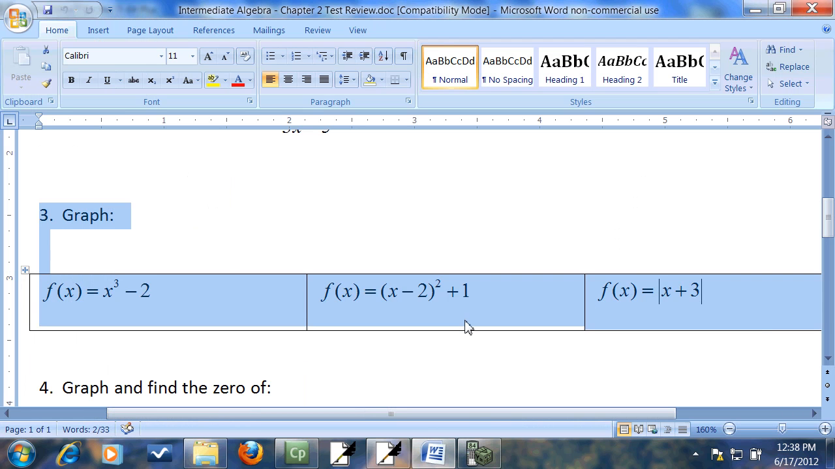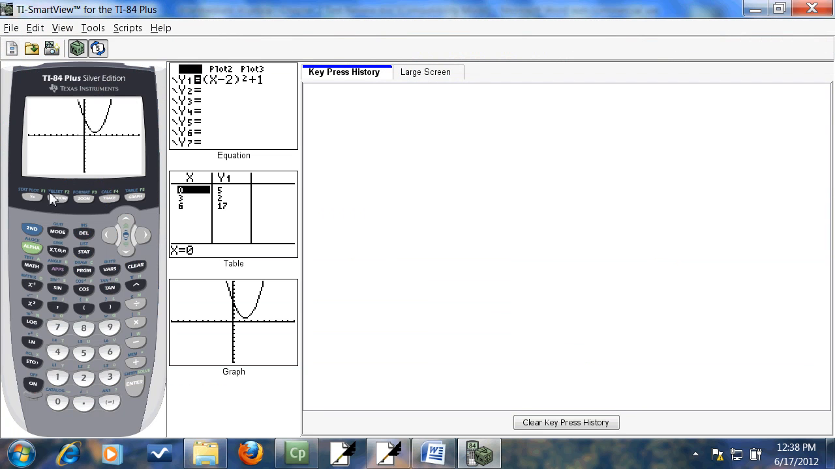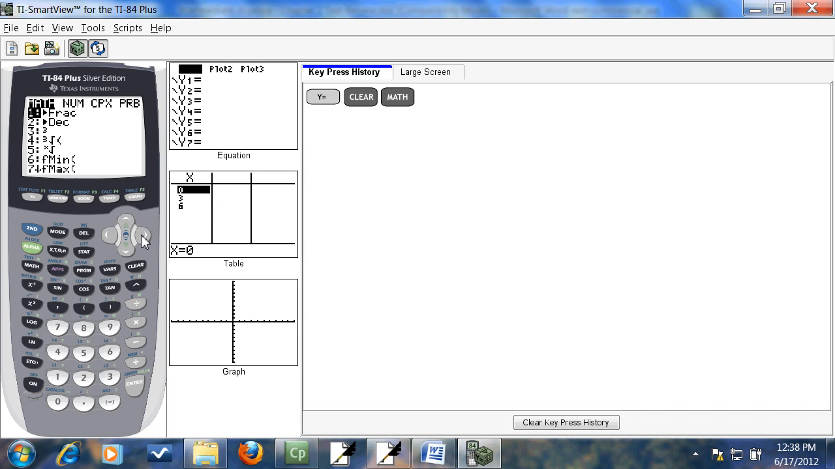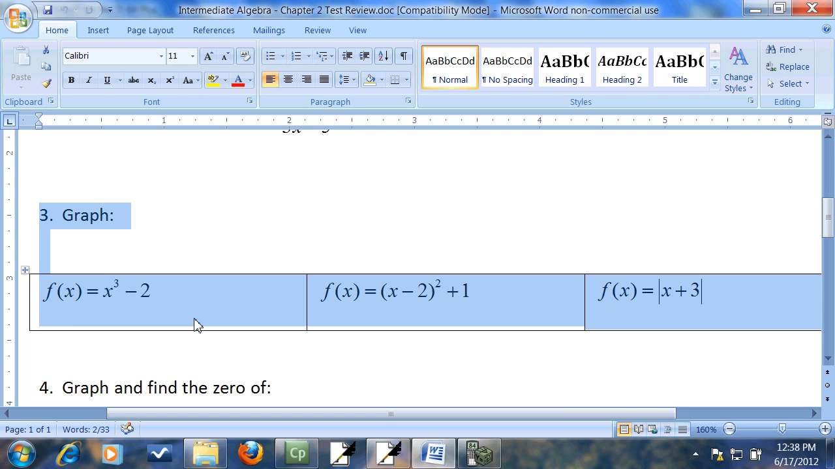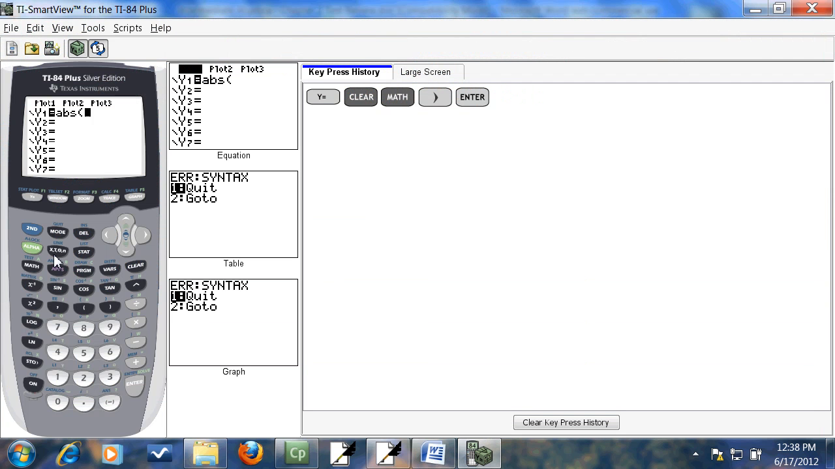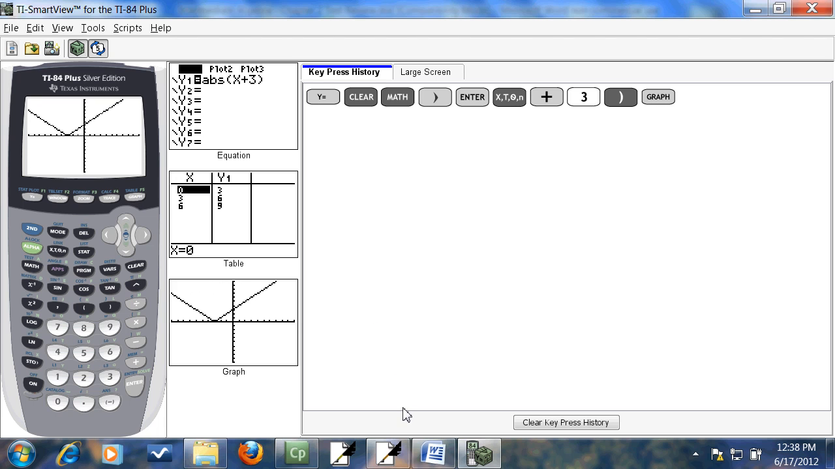For the next one, absolute value of x plus 3, press y equals, press clear, then the math button, right arrow num. First one's already chosen, so I press enter on it. And x plus 3, and then closing parentheses on the absolute value, and then graph. And that'd be your graph there.